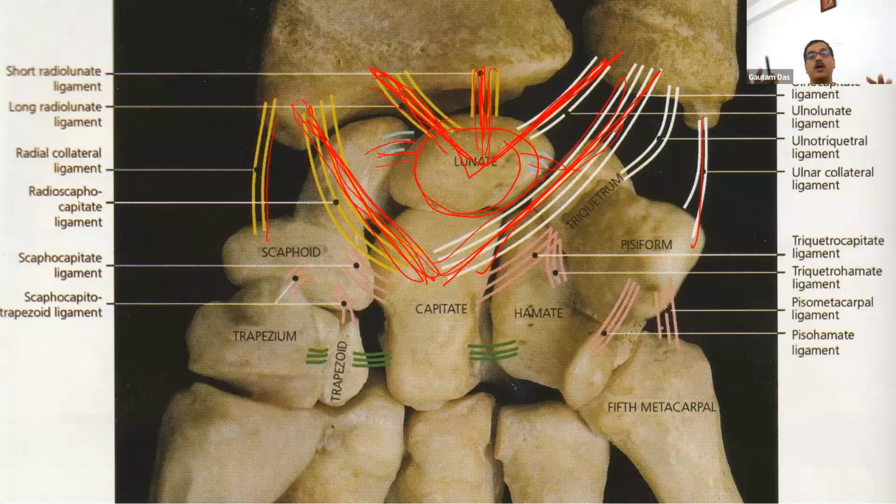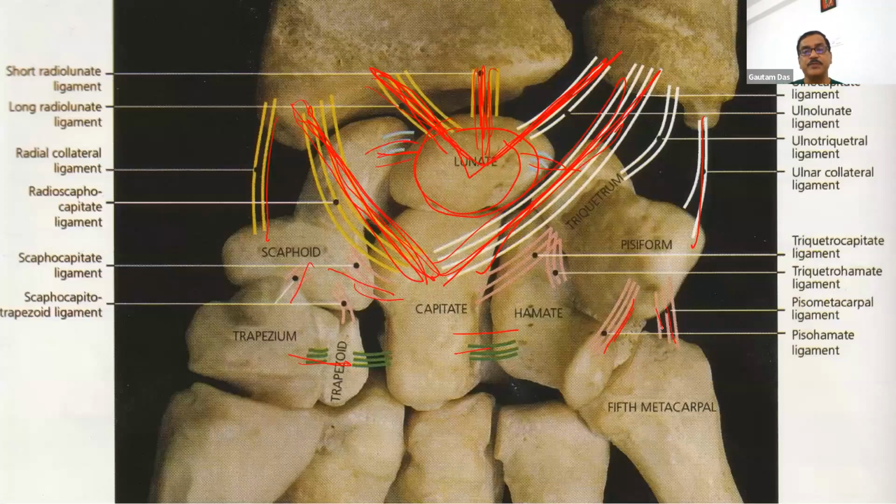And all are covered by the joint capsule. And all those ligaments are basically nothing but part of the capsule. So these ligaments are reinforcing the capsule of the wrist joint. And then distally, they are attached to the base of the metacarpal bones.